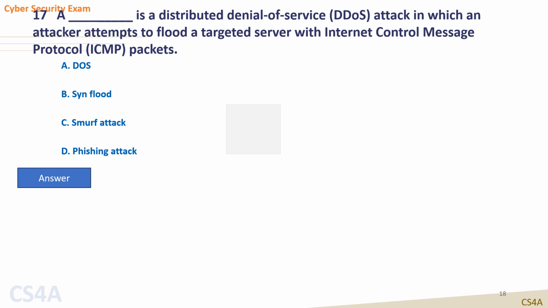So here the question is, DAS is a distributed denial of service attack in which an attacker attempts to flood a target server with Internet Control Message Protocol packets. So the options are DOS, sync flood, smurf attack, and phishing attack. DOS is not the correct one. Sync flood is also not related. Smurf attack is the related one. Phishing attack is not related to ICMP packets. So option C is the correct one.